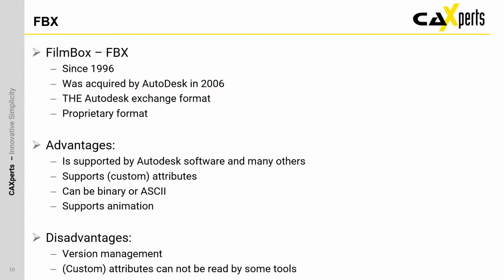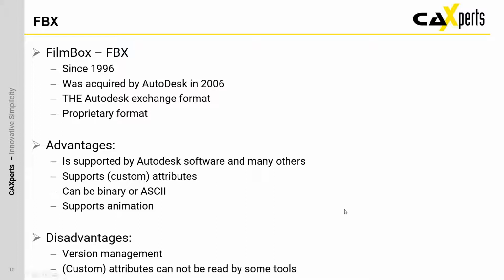The next format is FBX. The original name of FBX is Filmbox. The format is on the market since 1996, but it was acquired by Autodesk back in 2006, and it's the one Autodesk exchange format. It's a proprietary format, so this means it's not human readable in most cases, and also, as we will see in the disadvantages later on, there are different versions of it and so on.